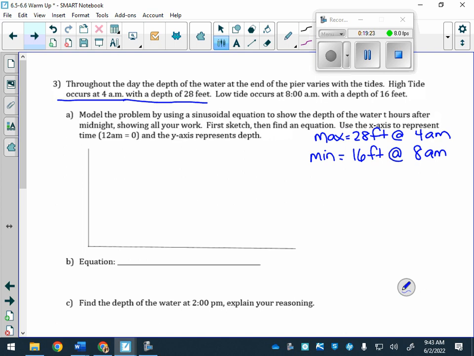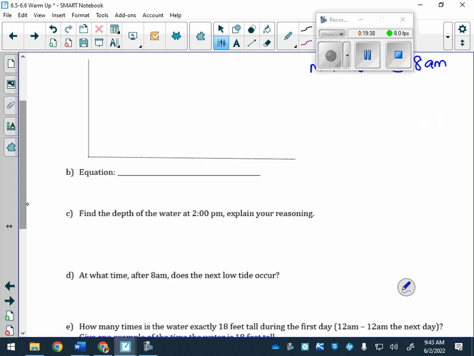Can we determine, because they don't really tell us the period. They tell us to model the problem by using a sinusoidal equation, which is sine or cosine, to show the depth of the water t hours after midnight. Showing all your work. First sketch, then find an equation. So they're saying we should start at 12 a.m. at 0.